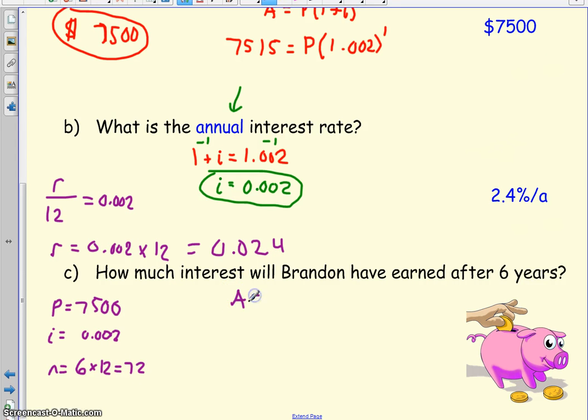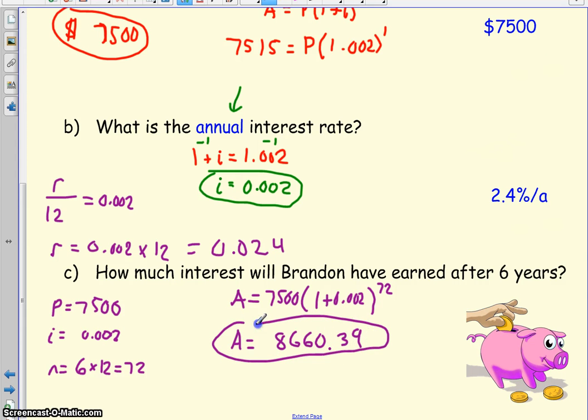So A is going to be equal to 7,500, which is P, times (1 plus 0.002) to the exponent of 72. So you can quickly run that through your calculator and figure out what the total value of the investment is. So that should give you about $8,660.39.